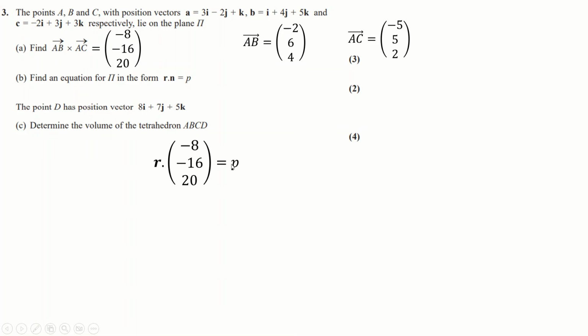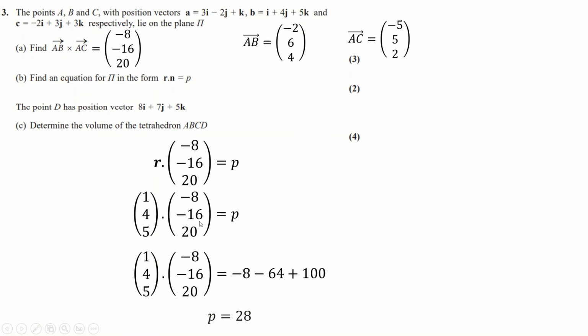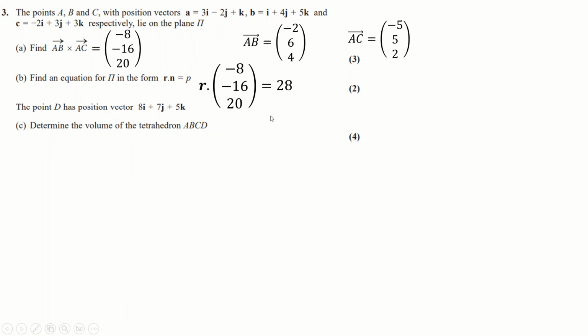We do r dot n equals p, but of course we need to find p, and to do that we just put in whichever one of these we want to. I thought this one looks the easiest, and we find p is 28, and then we have this here, and that will be an acceptable answer. You could, of course, take a factor out of this normal and get different answers, but this is acceptable.